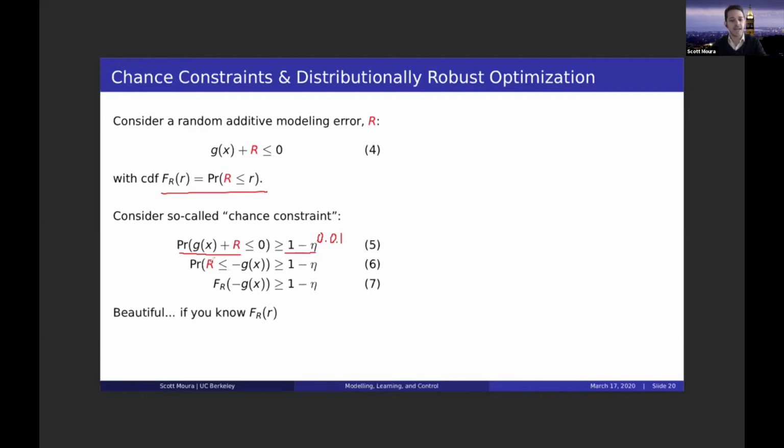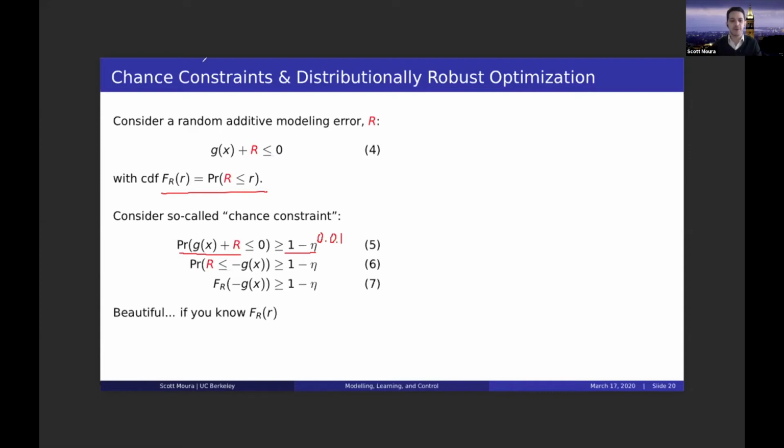And if I do that, I can just move minus g of x to the other side, and I have the definition of a cumulative distribution function. My random variable is now replaced with this CDF, and if I know this CDF, then I can just rewrite my constraint in this way. So this is beautiful, nice and clean. Even with some uncertainty, if I know the statistics in terms of the CDF, then I can robustify, if you will, this optimization problem in reinforcement learning.